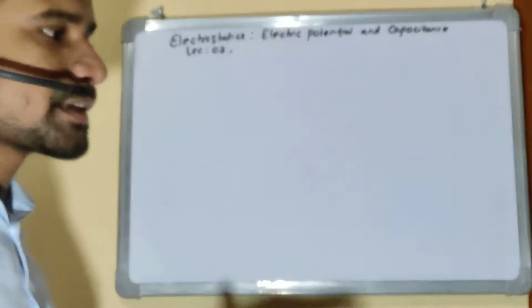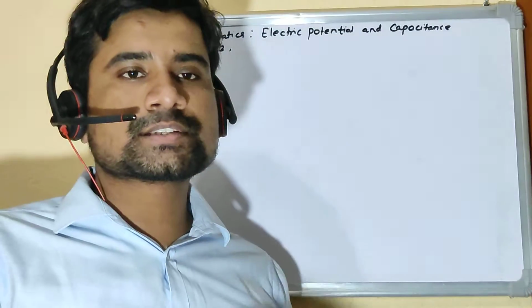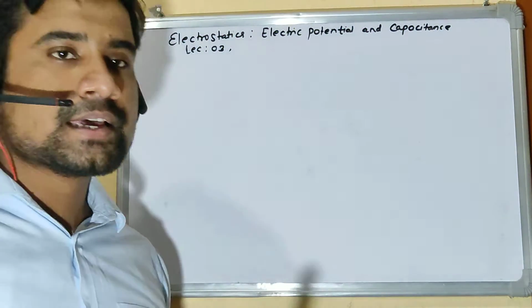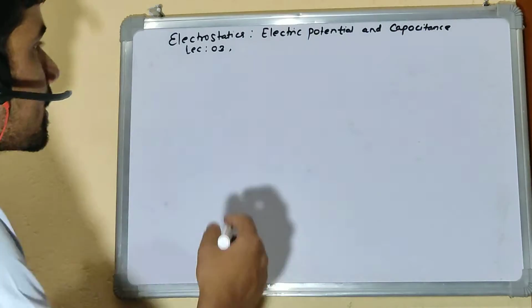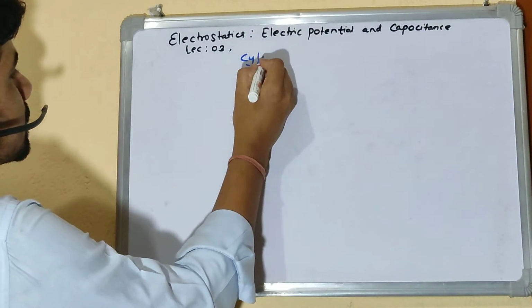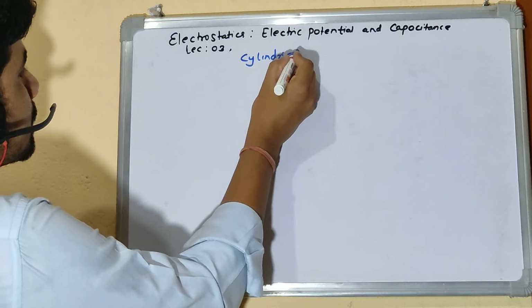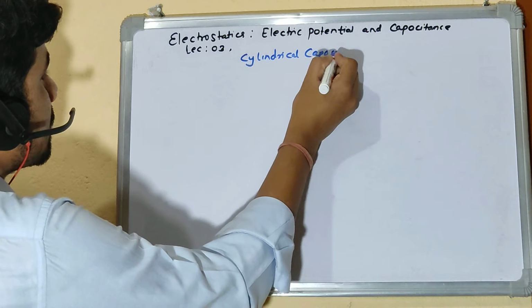So we discussed the capacitance of a parallel plate capacitor. We discussed the capacitance of a spherical capacitor. Now let's discuss the capacitance of a cylindrical capacitor, right? Cylindrical capacitor.